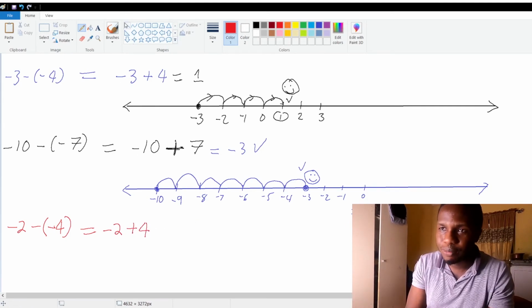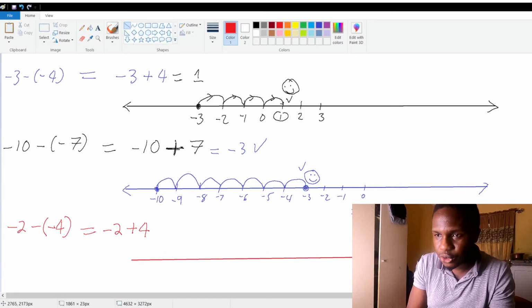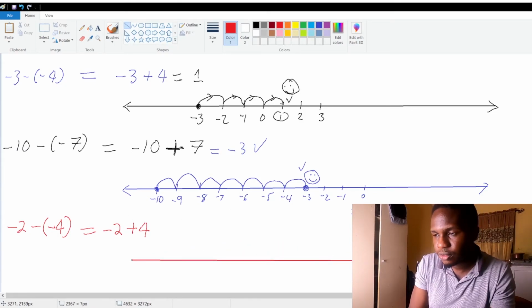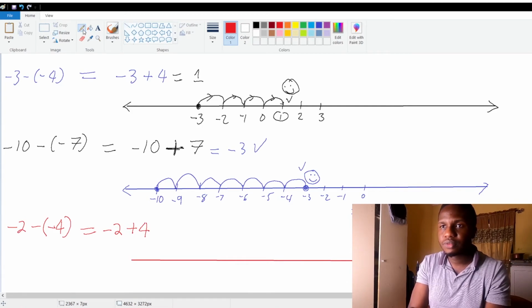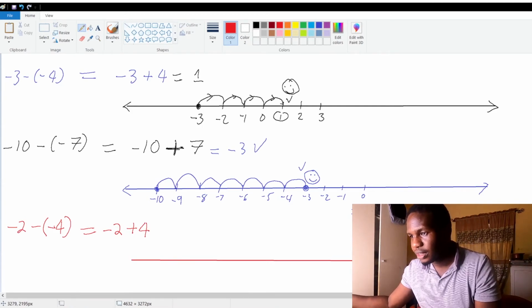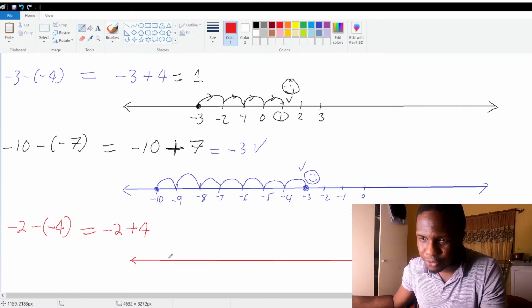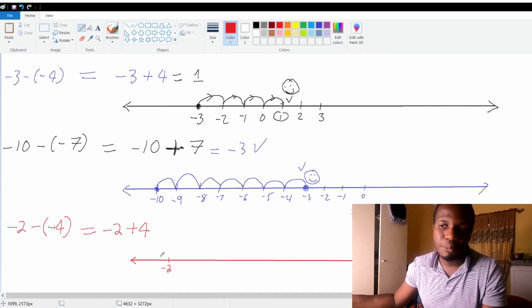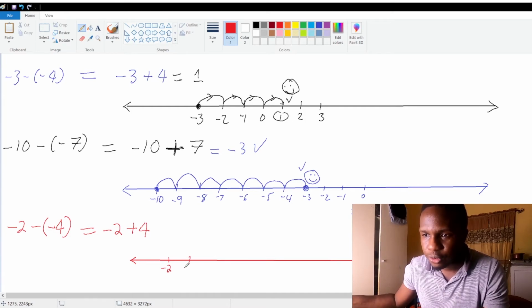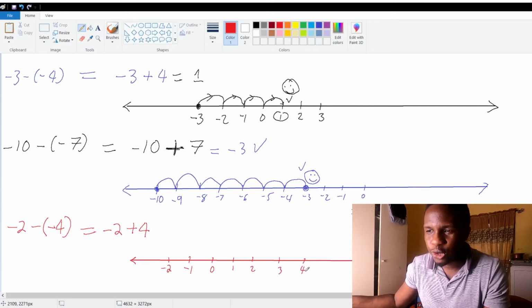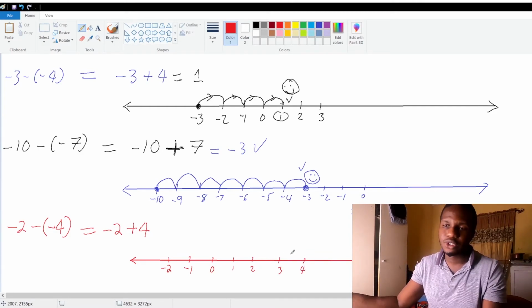Let's do a number line and see what it is. So let me draw the arrow, okay? And I can just simply start from minus 2, okay? And I know I'm going to the right, so I'm going to start writing numbers here, going to the right. I can actually stop there.